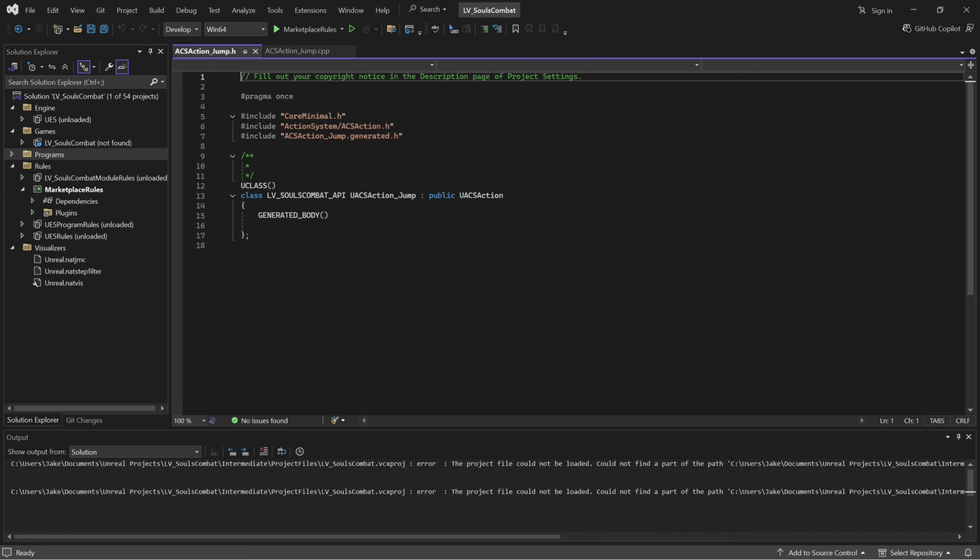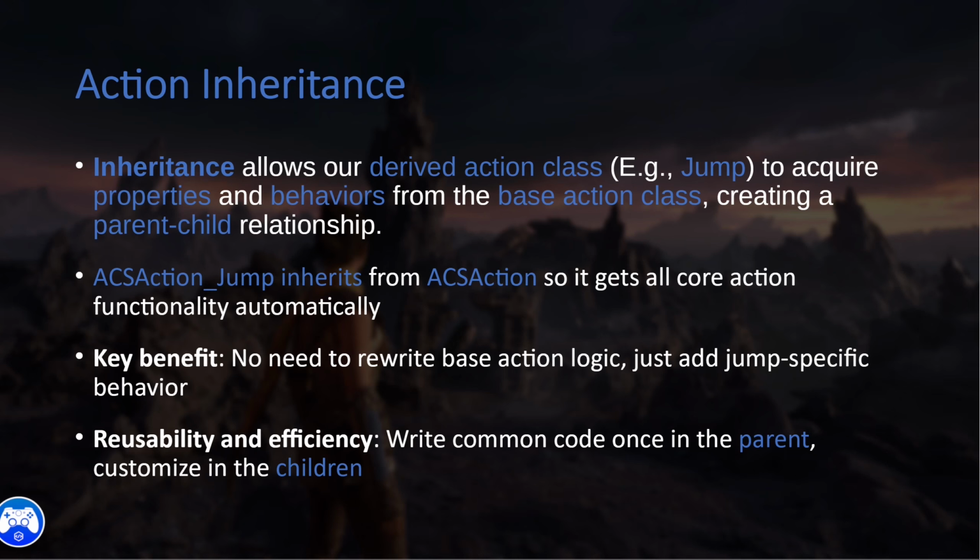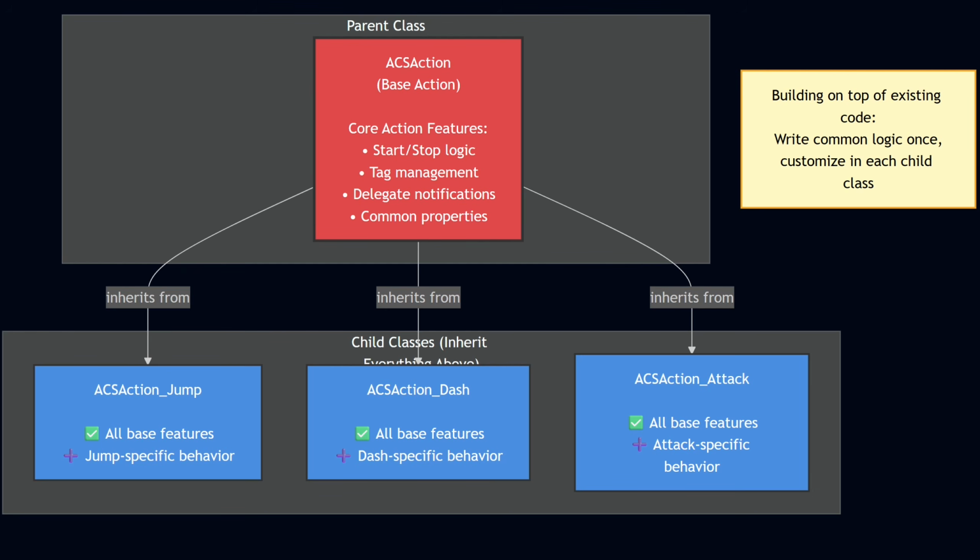You might be wondering why we created our jump action as its own class that inherits from ACS action. To understand that, you must first understand inheritance. Inheritance allows a class to acquire properties and behaviors from another class, creating a parent-child relationship. Our ACS action jump will inherit all the core functionality from ACS action automatically. Think of it as building on top of existing code. You get everything the parent has, plus your own additions.